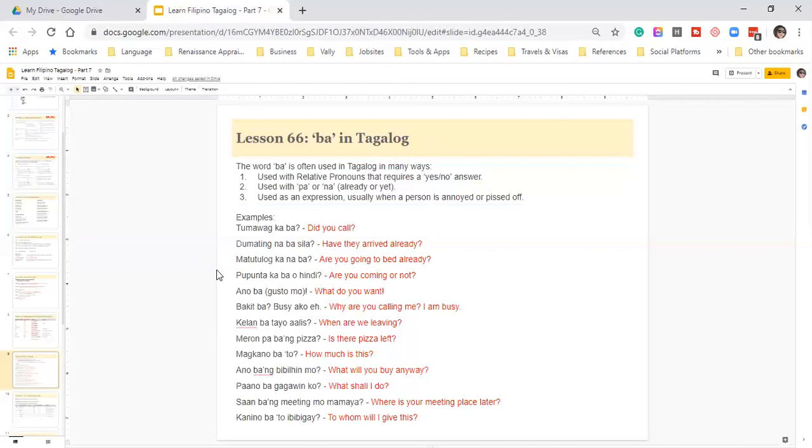Ano ba gusto mo? So this is showing annoyance, when it's an expression like "ano ba?" They're not asking a serious, honest question like "what do you want?" It's an expression: when that "ba" is there, it means they're annoyed. Like, "ano ba?" Like, what do you want? Okay? Sure. Next.